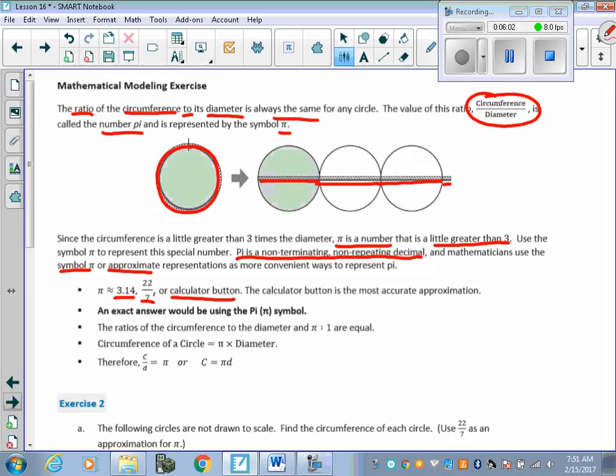All right, an exact answer, exact. Now keep that in mind. If I say what's the exact value of the circumference or the exact value of the area, you have to use the symbol pi.